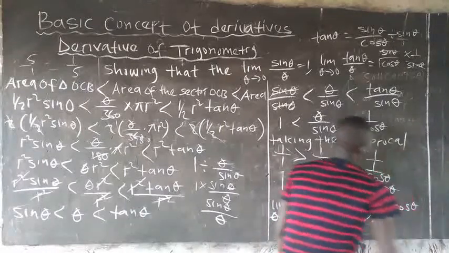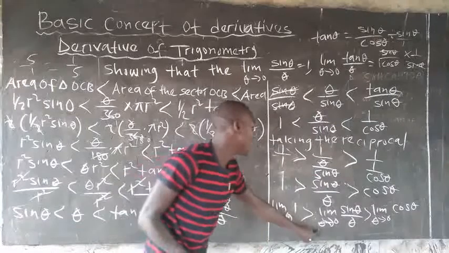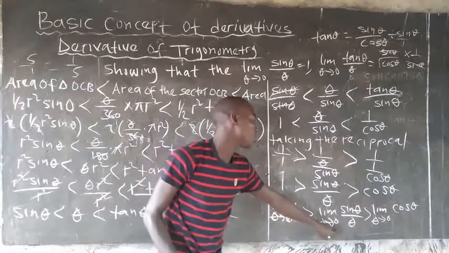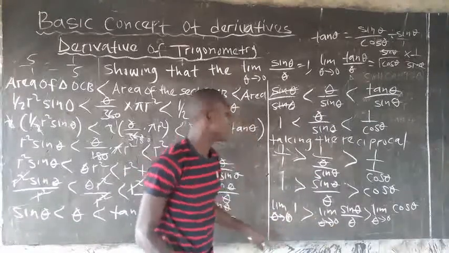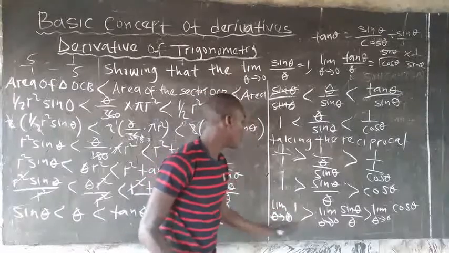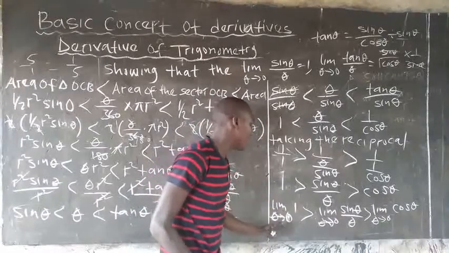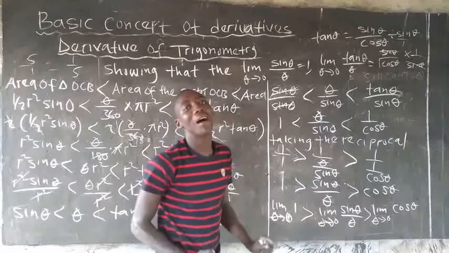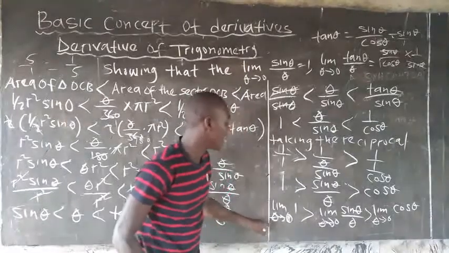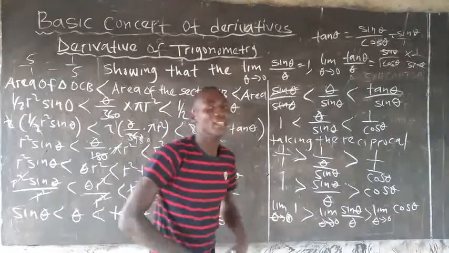cos theta. It means that anywhere I see theta, I'll substitute 0 there. And if you are in an equation and you do not see theta, you are seeing 1, you are seeing a constant, leave the number like that. The limit as theta approaches 0 of this one is 1.